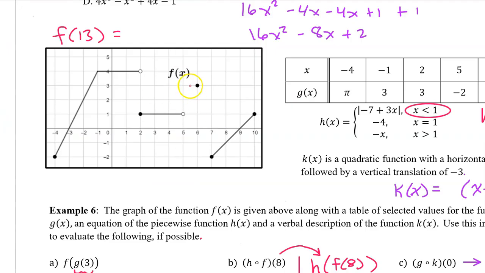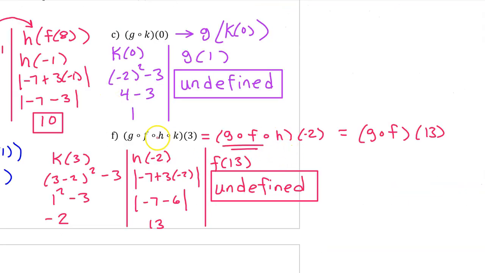F is the graph, and f at 13 is off the chart. So in other words, f at 13 is undefined. We made all of that progress only to find out that the composite is undefined.